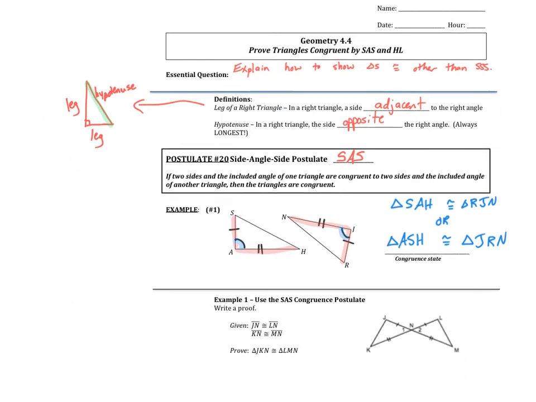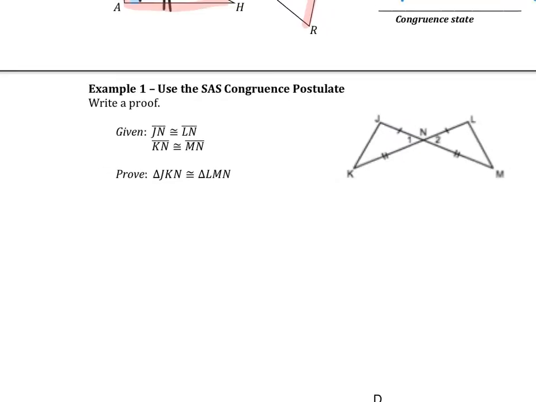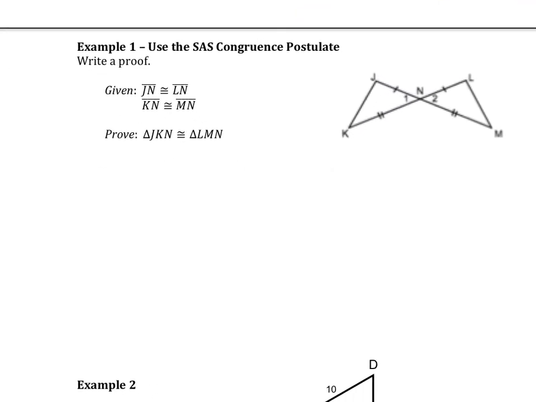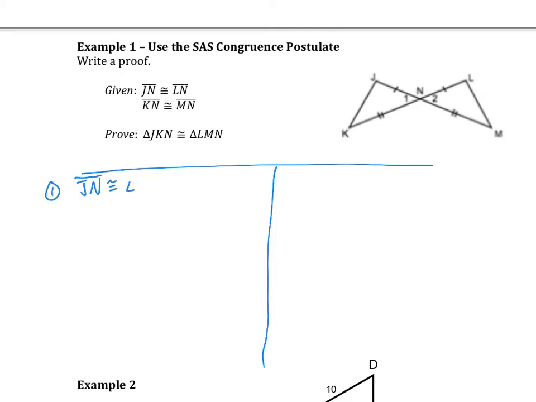Okay, and we're not going to do a lot of proofs, but there's one proof down here, kind of a mini proof. It says, write a proof to show that the two triangles are congruent. So you would start with your T-chart. What is the first thing you always start with for proofs? What is given? So we're going to start with segment JN is congruent to segment LN, and segment KN is congruent to segment MN, and that is given.